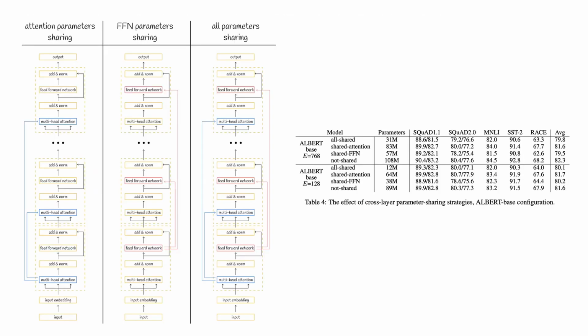So basically, there are three types of parameter sharing which is done. The first is sharing the attention parameters. So Albert can share only the weights across the attention layers. Second is sharing the FNN parameters. So the model can share only the feed-forward neural network parameters. And third is sharing all parameters. So Albert opts to share both attention and FNN parameters across layers.